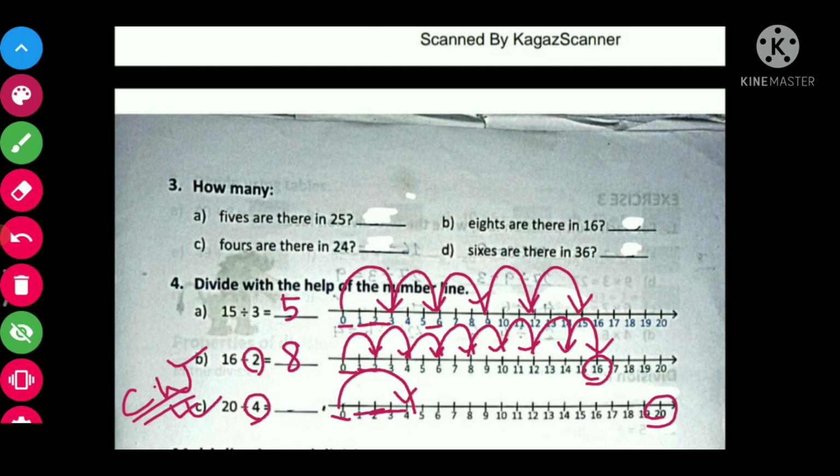Okay, so I hope that you have understood about the division, about the repeated division. Okay, so that's all for today.